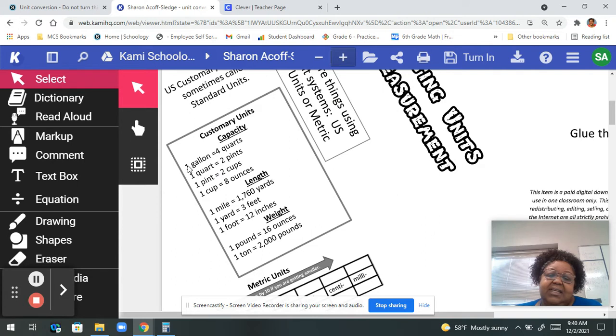And here you can see this is our capacity measurement in the United States. 1 gallon is 4 quarts. 1 quart is 2 pints. 1 pint is 2 cups. 1 cup is 8 ounces. So these are the things we use to measure liquids.